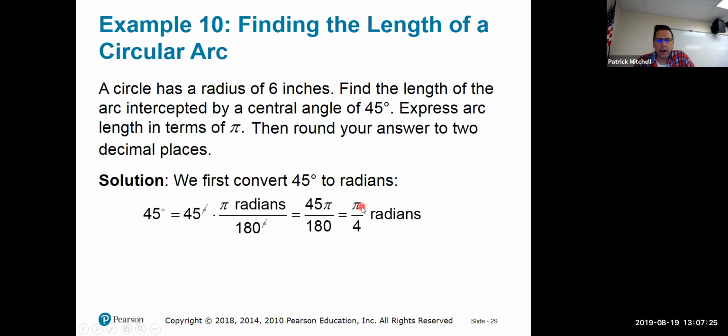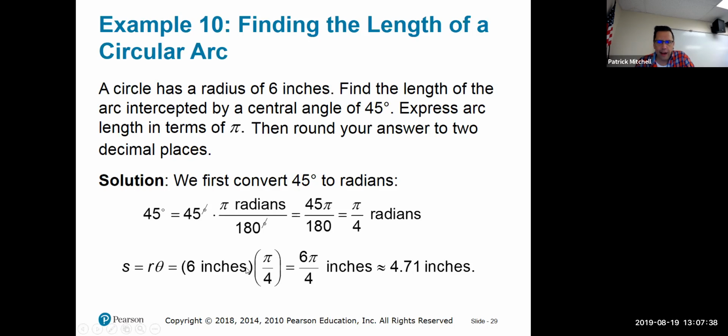So that means r is 6 and theta is pi over 4. You have to write it in radians. So that's going to give me that the length of the arc is 6 times pi over 4, which is 6 pi over 4. Now I just noticed that for the exact answer, this 6 pi over 4 really should be simplified to 3 pi over 2. So let me do that really quick.